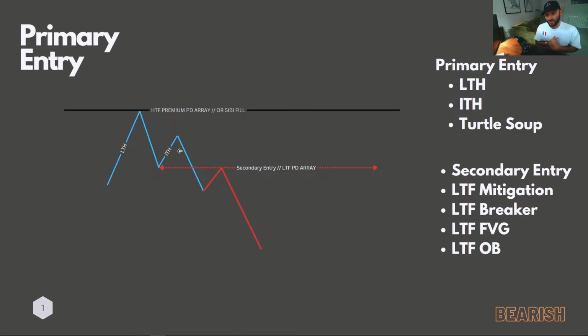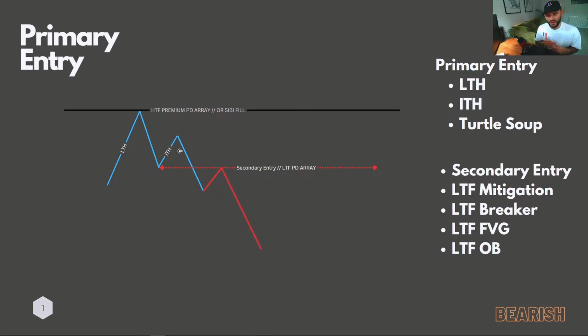The second type of primary entry is an intermediate-term high. An intermediate-term high is a high that forms with two short-term highs either side that has filled all of the inefficiencies and imbalances in price below the long-term high. Your second option for a primary entry.